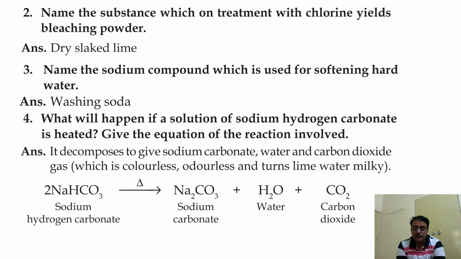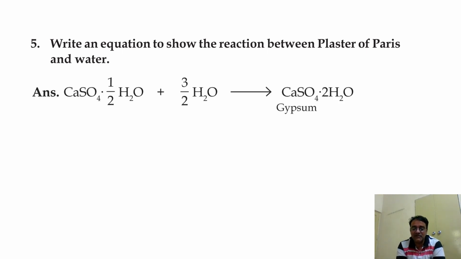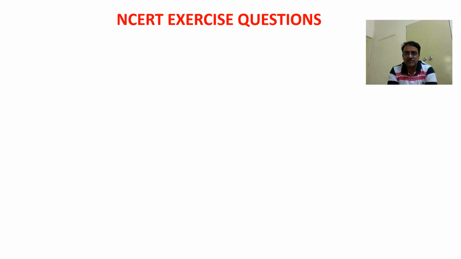Okay, now fifth question, write an equation to show the reaction between plaster of Paris and water. Plaster of Paris and water, when they react, they will form a solid gypsum. So this is the reaction. Okay. Now we have completed in-text questions. Now let us start with the exercise question.